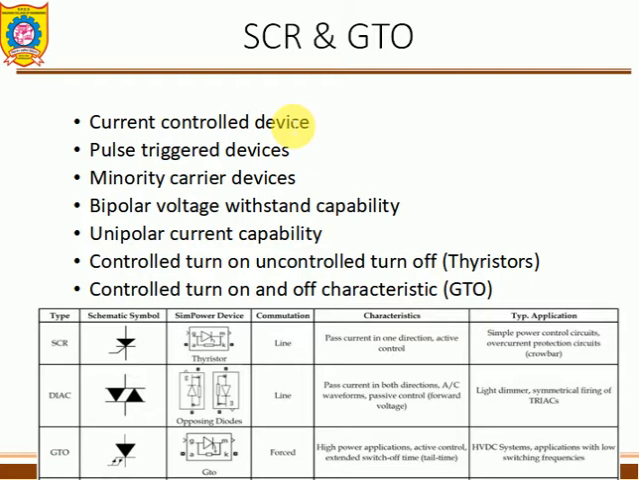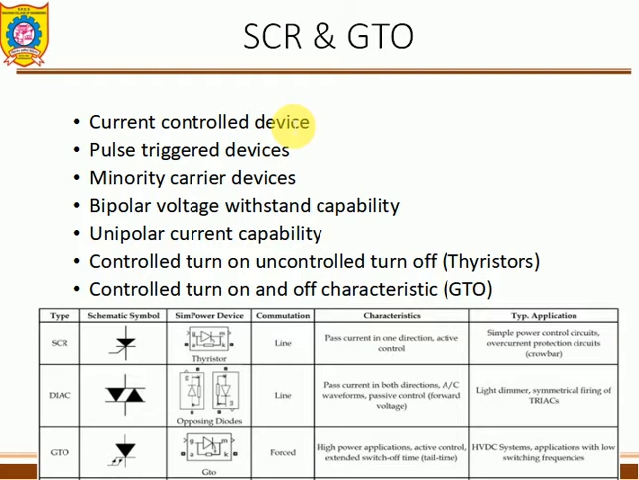Then the next one is a minority carrier device. It has bipolar voltage withstand capability and unipolar current capability. Unipolar current capability means it permits unidirectional current only. The triac has bidirectional current capability, but the SCR and GTO have unidirectional current capability.